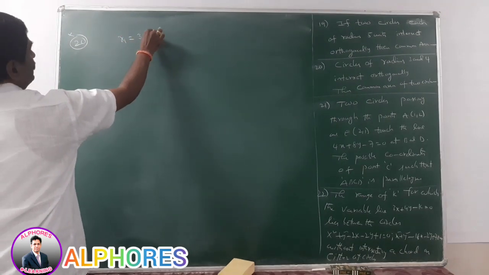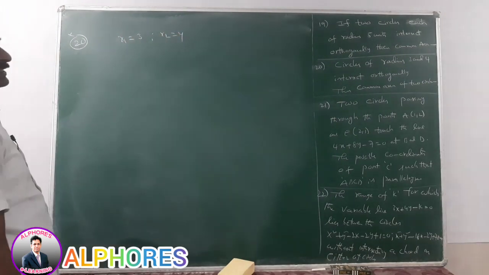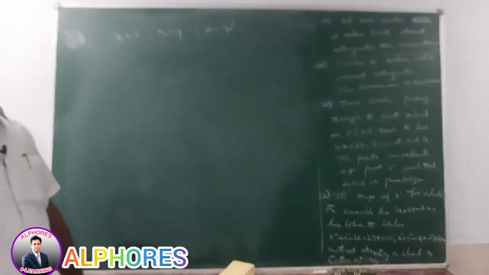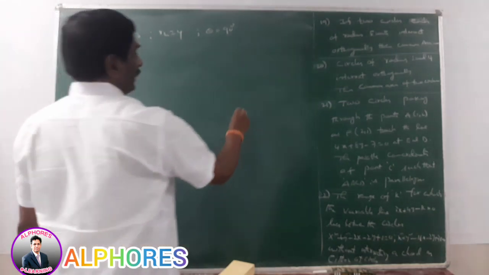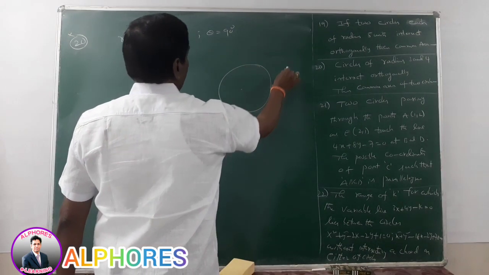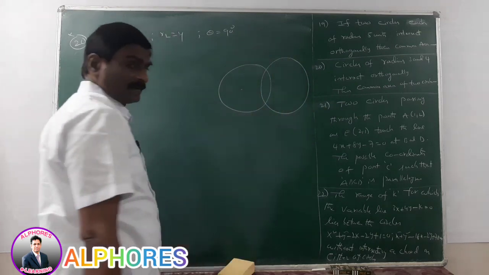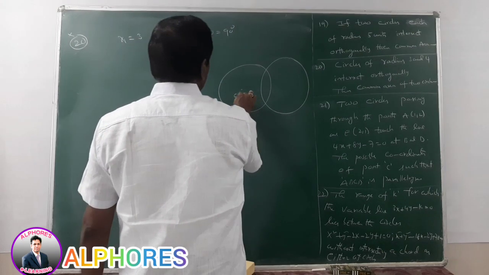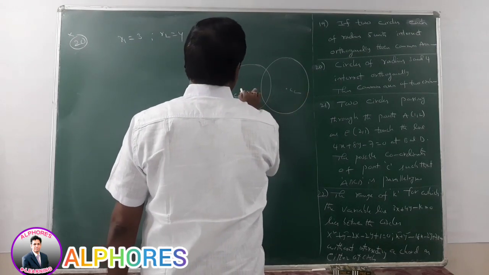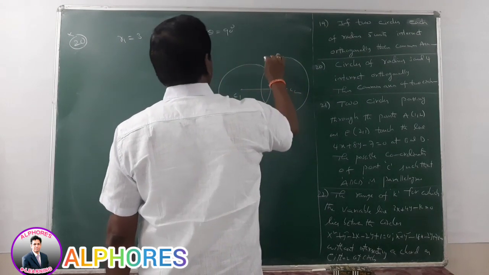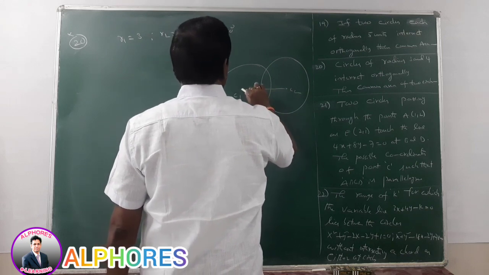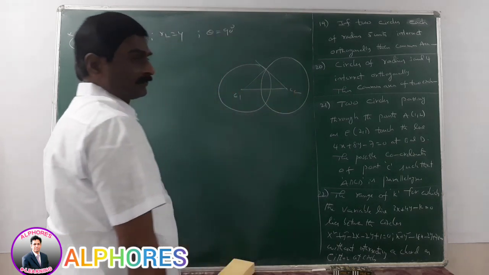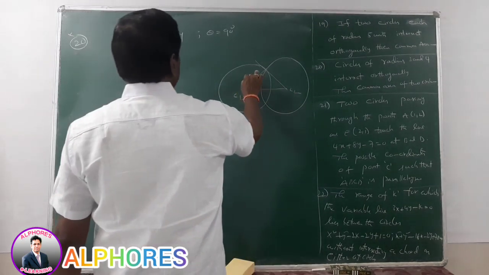R1 is equal to 3 units, R2 is equal to 4 units. Intersect orthogonally, that means theta is equal to 90 degrees. The two circles are intersecting orthogonally, then we find the common area. This is the first circle, this is the second circle, with centers C1, C2. Orthogonally means the tangent passes through this point. Here, what is R1? It is 3 units.